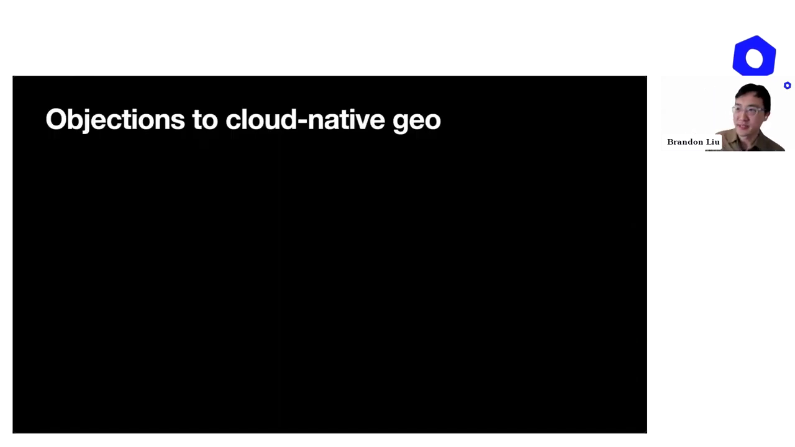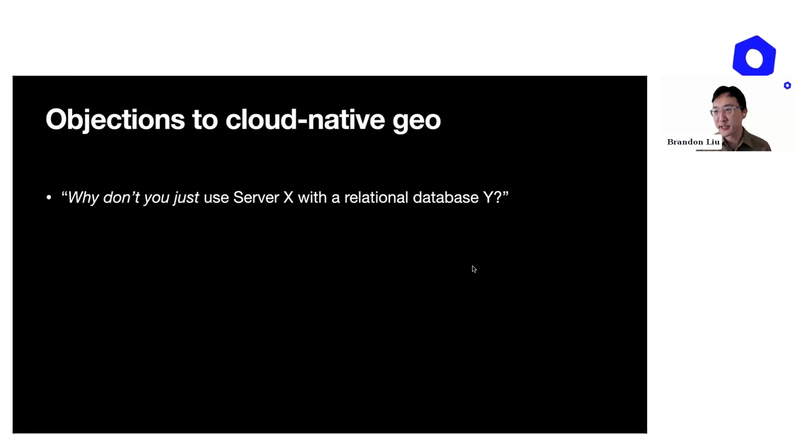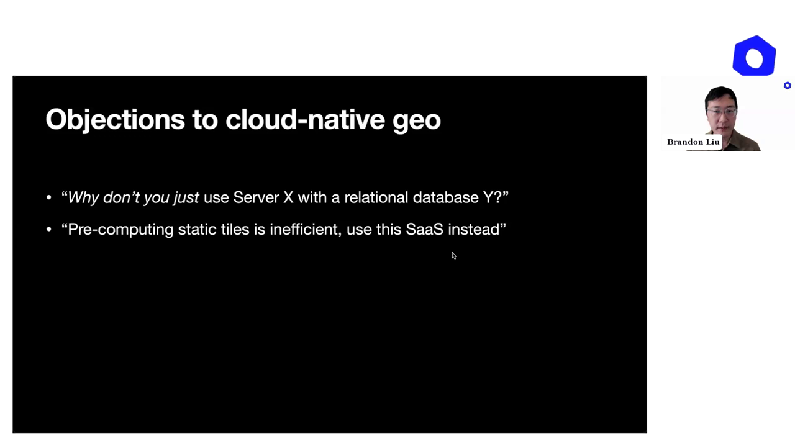So getting to the meat of this topic, I talked to a lot of FOSS4G people about PMTiles, and I get a lot of questions and pushback. Some of the questions I get are, why don't you just use some server software that already exists with, let's say, PostGIS? Doesn't that solve this problem already? Why do you need to invent a new format? Or, it's a static archive, and they think, oh, that's wasteful. Why not just do it dynamically?